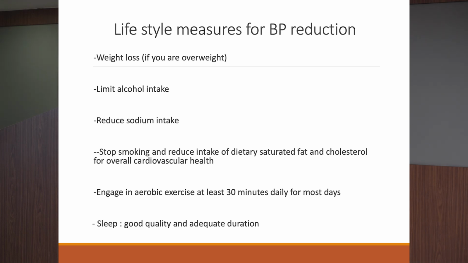So what lifestyle measures can we use to reduce blood pressure? Weight loss, if you are overweight. If you are already at the correct weight, it's not going to help much. Limit alcohol intake, reduce sodium intake, stop smoking and reduce intake of dietary saturated fat. Engage in aerobic activity at least 30 minutes every day. 30 minutes is more than enough. And good quality, sound sleep of adequate duration.